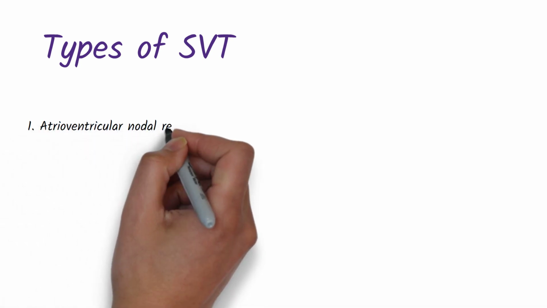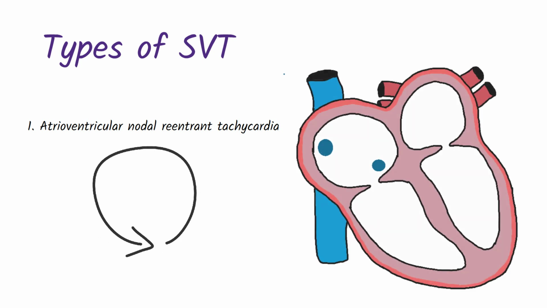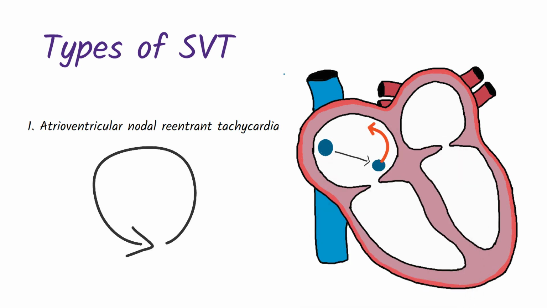So there are three main types of supraventricular tachycardia. Atrioventricular nodal reentrant tachycardia. This is when the signals go back to the atria from the AV node. So the signals pass as usual from the atria to AV node to the ventricles, but then the signals pass back through the AV node back to the atria.